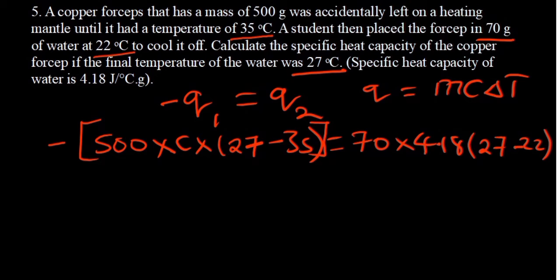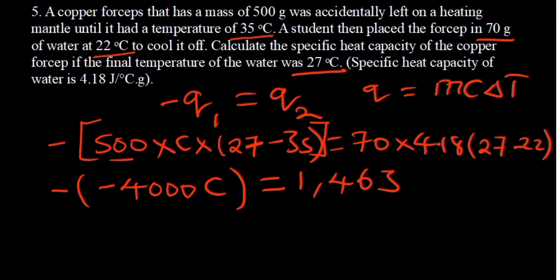So get your calculator, subtract 27 minus 85 in brackets, which is giving us negative 58 multiplied by the 500. So we have a negative outside, then 500 by the difference there, which is giving us negative 29,000, multiplied by the C, which is supposed to be equal to the other side. 27 minus 22 gives us a change in temperature of 5, multiplied by 4.18 multiplied by 70. We have 1,463.